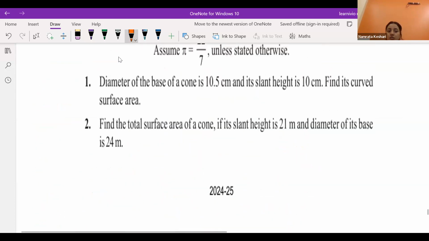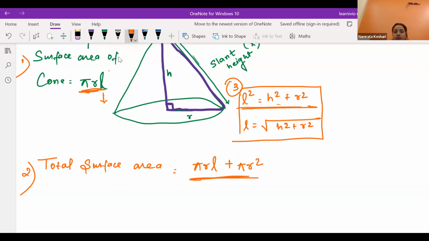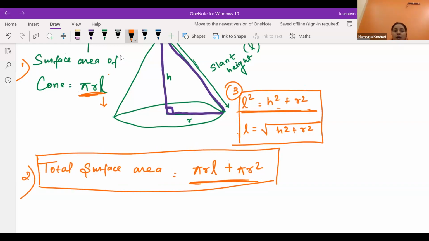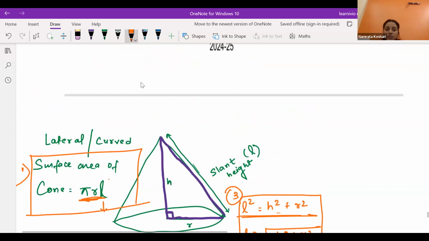Let's do the questions. In the formula, anyone having any doubt? I told you the first formula, the second one, and the third one, a relation I have given to you. Whenever needed, you will be using it. Is it crystal clear so far? Okay, this much we are having in hand. Let's start solving the questions.